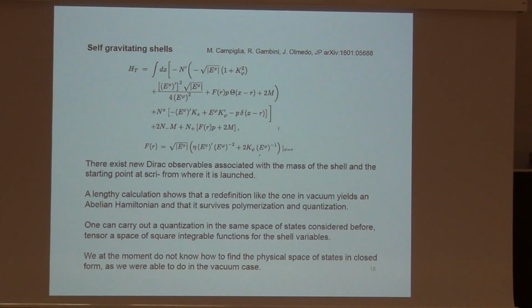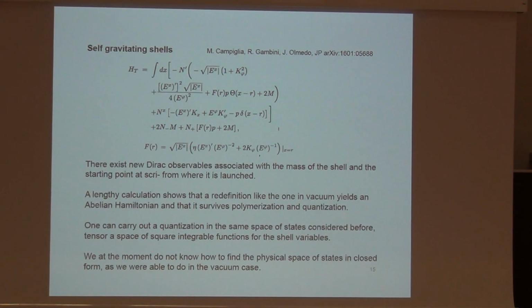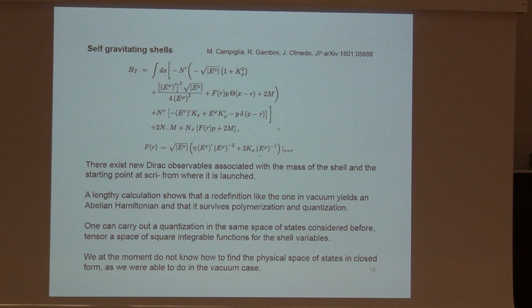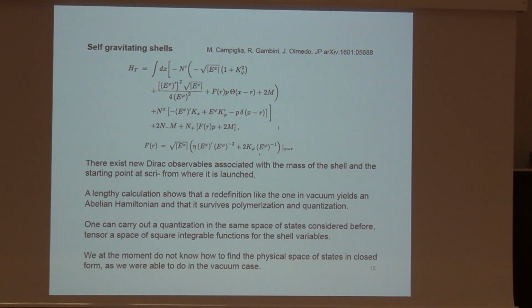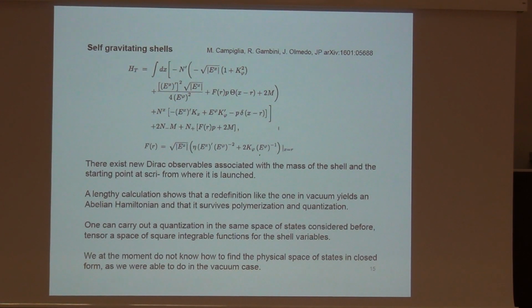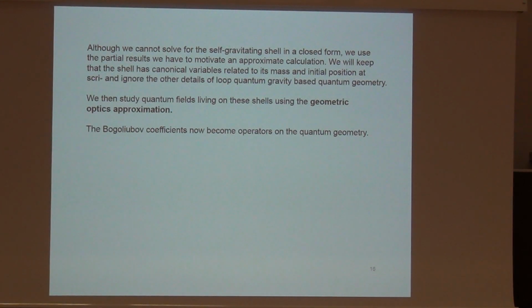But unlike before, we do not know how to find the physical space of states in closed form, which is sort of reasonable, right? Because there's a huge gap between just doing the eternal Schwarzschild black hole that is sitting there forever and trying to study the collapse of a shell. Because even though the shell is relatively simple, the collapse of a shell produces a black hole, it's dynamical, and so on and so forth. And therefore, it's not expected that as a quantum treatment, this should be easy. So we do not know how to do this in closed form. However, motivated by this, we decided to do a further approximation.